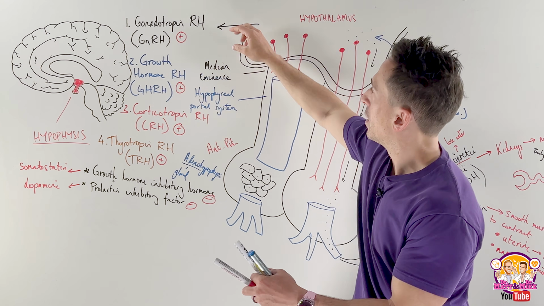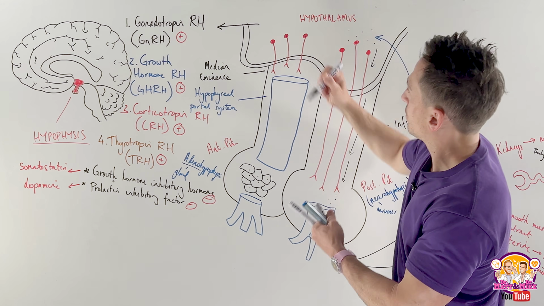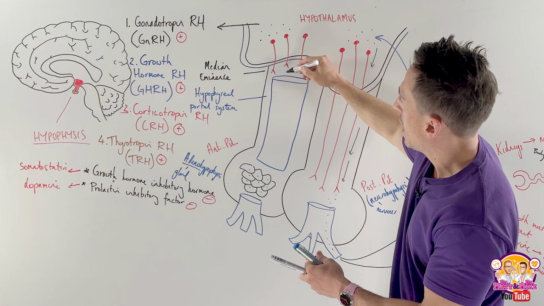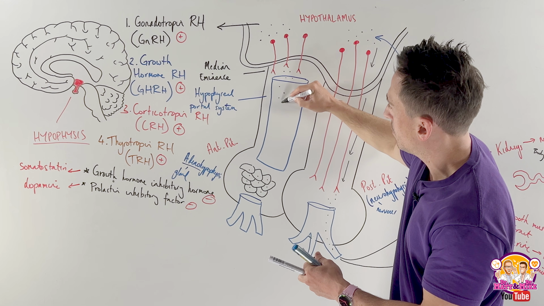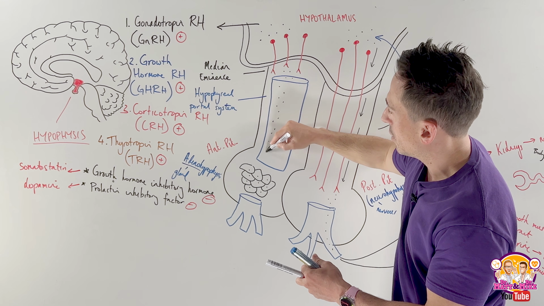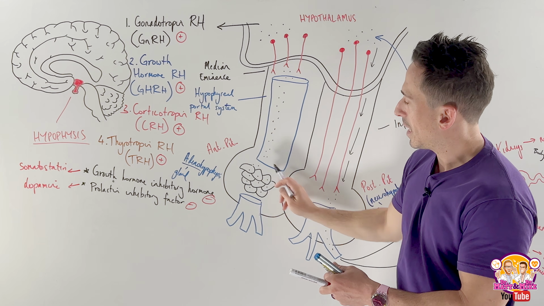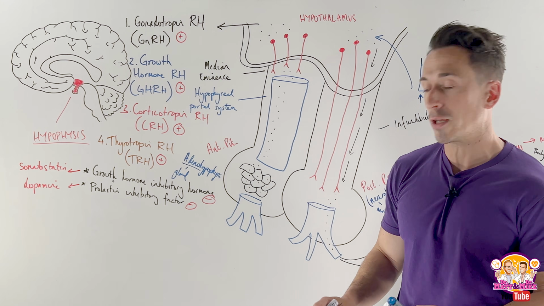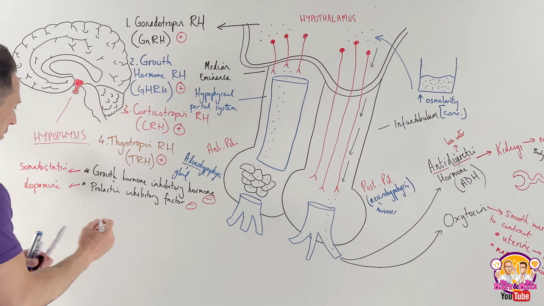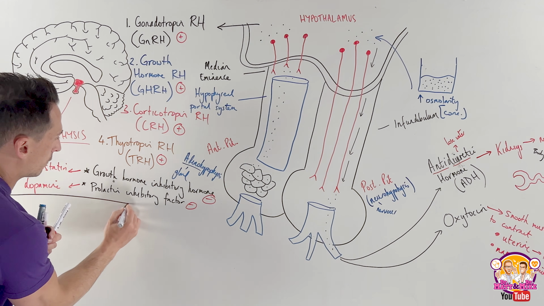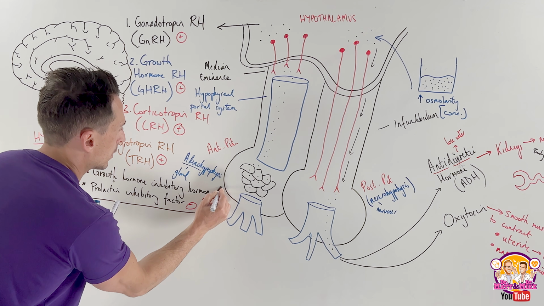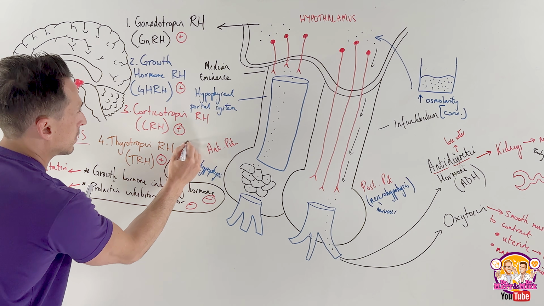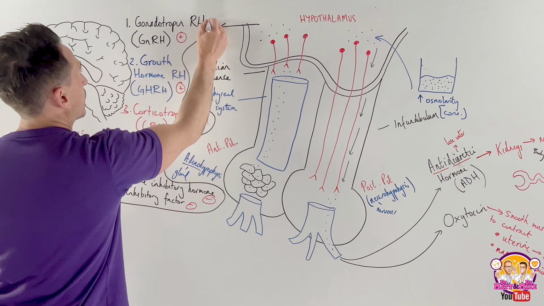So let's start with one. The gonadotropin releasing hormone is produced and released by the hypothalamus, travels down these axons to the median eminence, and then jumps into the hypophyseal portal system where it travels down, and then stimulates this endocrine tissue here in the anterior pituitary to release the gonadotropins. So let's write this up. Let's draw a line here so we don't confuse these, because these are the hypothalamic ones. There we go.